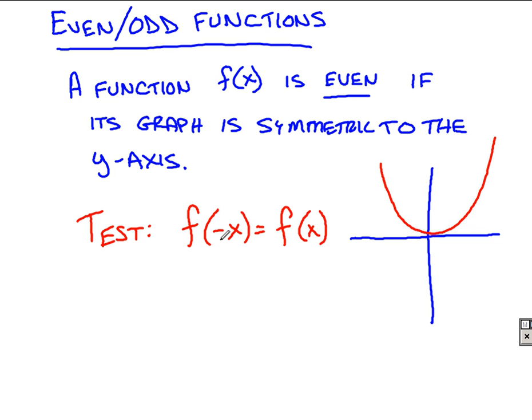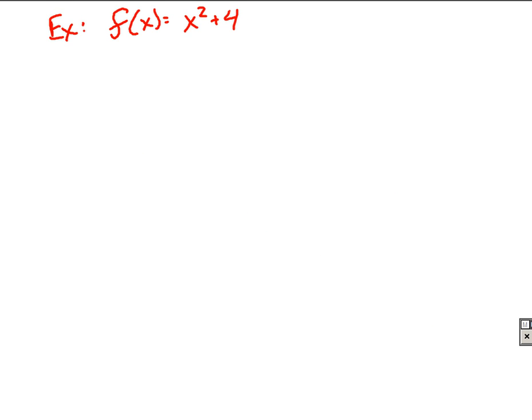And we check it by, if I plugged in negative x to a function, I should get the original function right back. Here's an example of how that works. So if I plugged in negative x, that means that I'm now going to have negative x squared plus 4. Well, a negative squared is just going to be positive. So all I'm going to have is x squared plus 4.